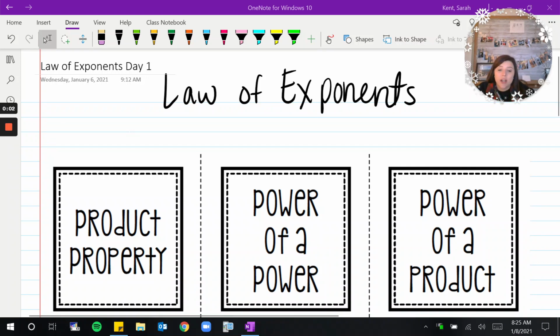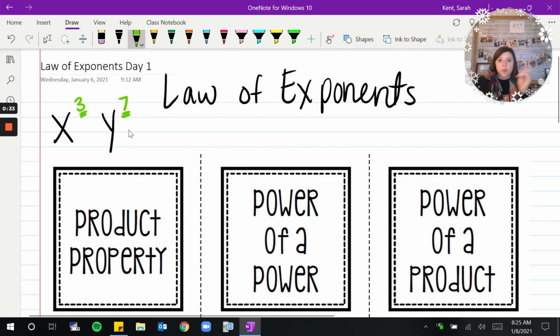Today we are starting law of exponents, and so we're going to be looking at different ways to simplify exponents. So first, an exponent is a little number that's next to a letter or another letter. So if I have x to the power of 3, 3 is the exponent. Or I could have y to the power of 7, and 7 is the exponent.